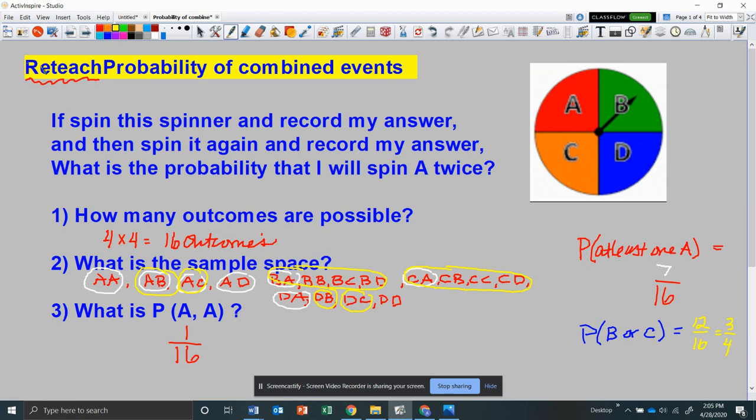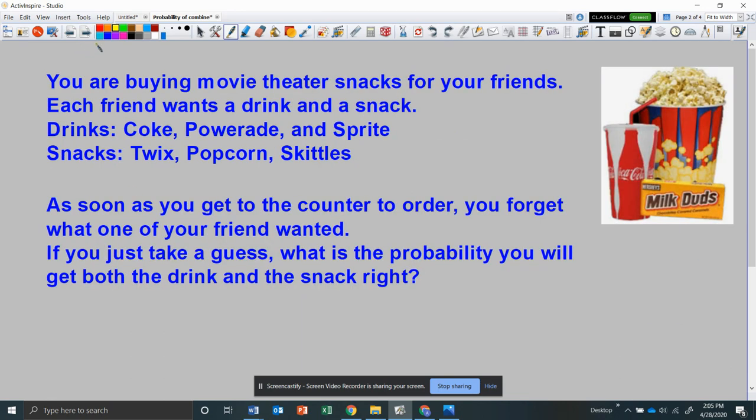So I can do all kinds of different combinations of things, asking probability based on the sample space that I've created. So I can answer lots of questions based on this original sample space. Okay, let's try this one. You're buying movie theater snacks for your friends. Each friend wants a drink and a snack. The drink choices are Coke, Powerade, and Sprite, and the snack choices are Twix, popcorn, and Skittles. As you get to the counter to order, you forget what one of your friends wanted.